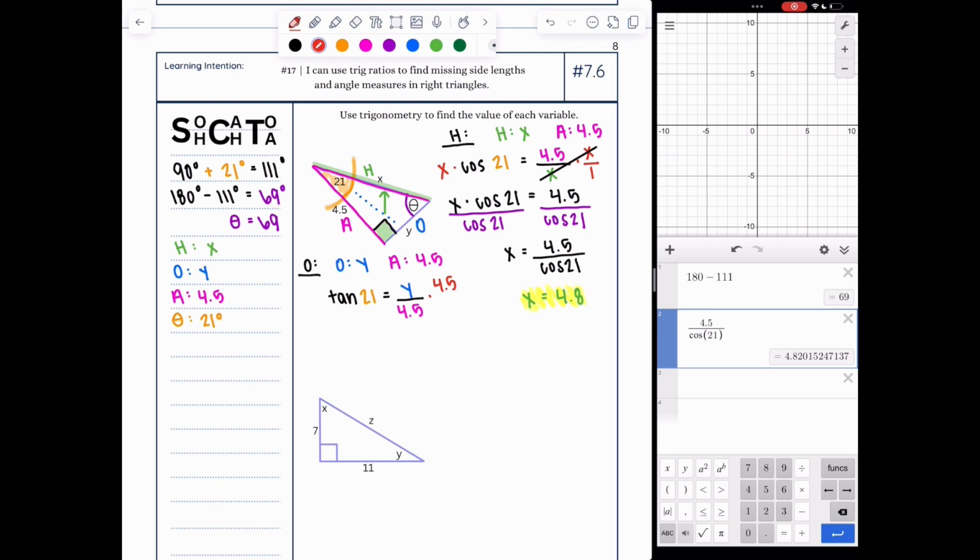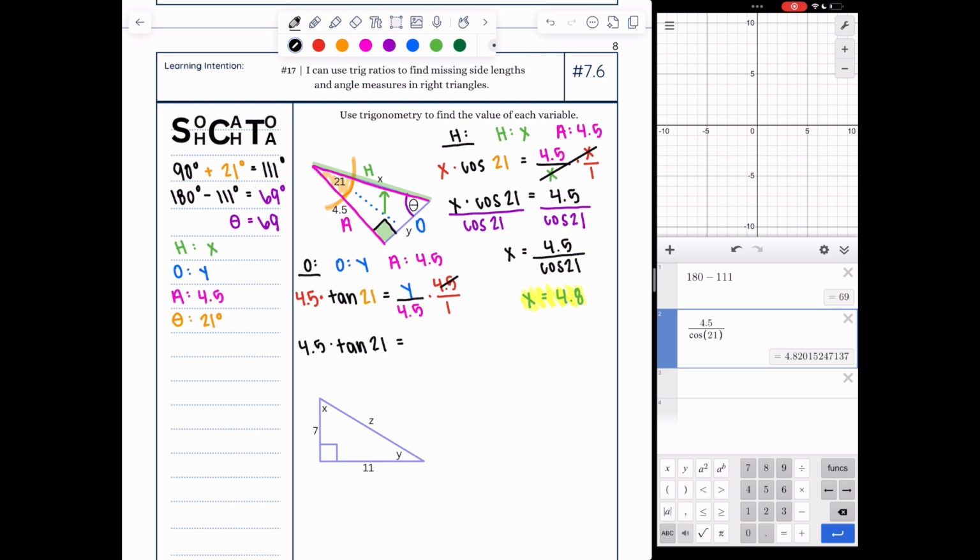Now I'm going to do the same step I just did in the last problem. I have to get the y by itself. Right now it's being divided by 4.5. So in order to undo that division, I multiply. And of course, if I do it to one side, I have to do it to the other side. So now I can see what's ready to go into the calculator. I have 4.5 being multiplied by the tangent of 21.